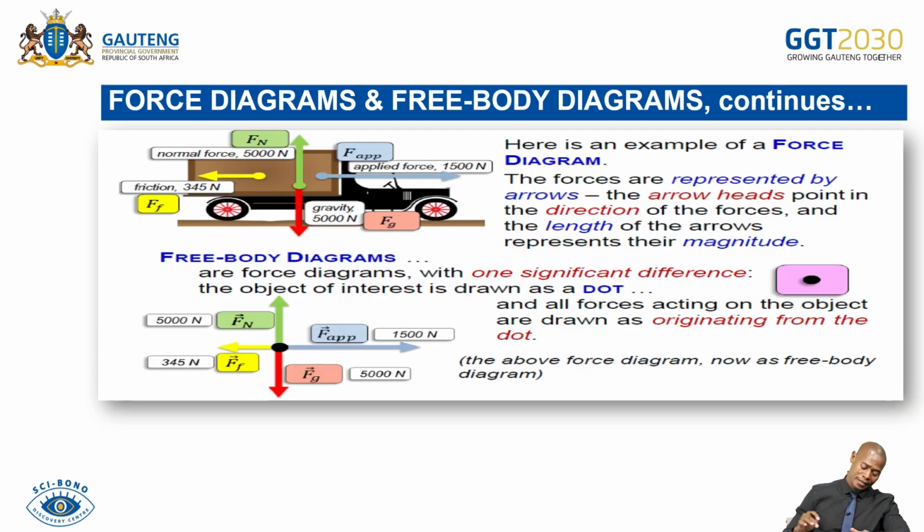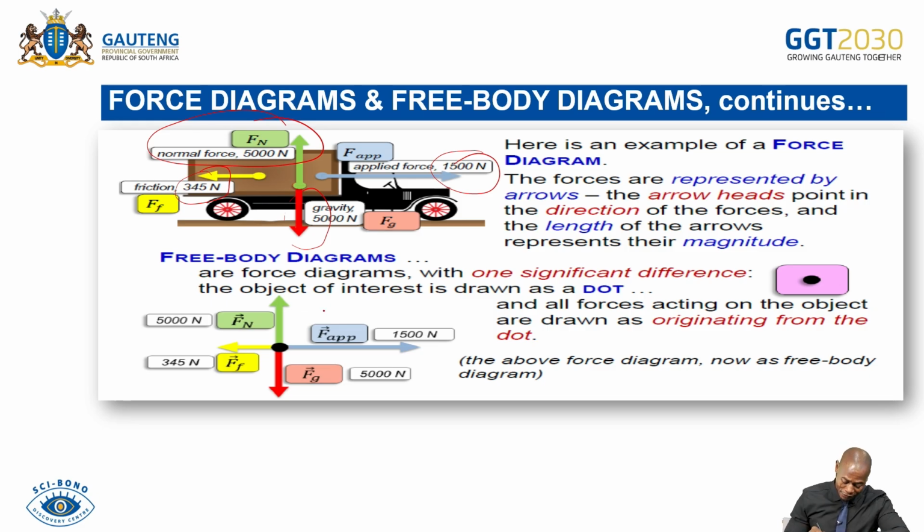Okay, right. So these are examples of free body diagrams and force diagrams, right? So here you have a truck there. There's an applied force of 1,500 newtons. There's a frictional force of 345 newtons. Obviously, there's gravitational force. There's also what? The normal force. Okay, so they want us to draw force diagrams and free body diagrams.